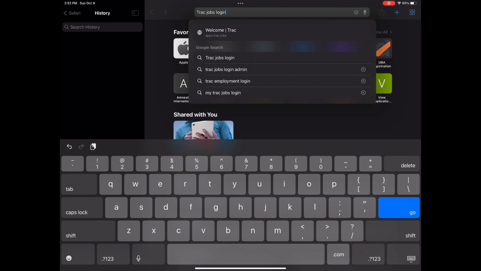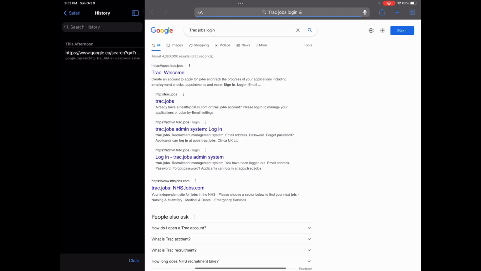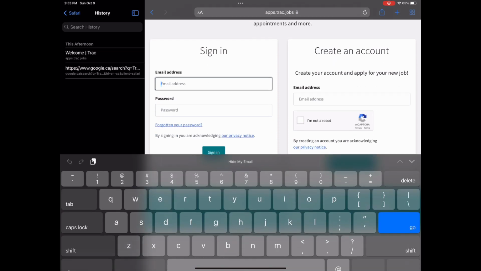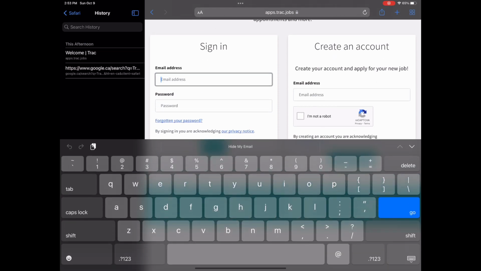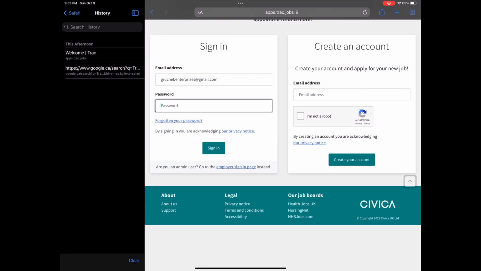So the first thing you do is type Trac Jobs login, and then you click on the first option that says Trac Welcome. And then if you have an account, you simply sign in. If you do not have an account, you create an account. Now, since I have an account, we'll be signing in. You input your email address and then your password, and then you sign in.